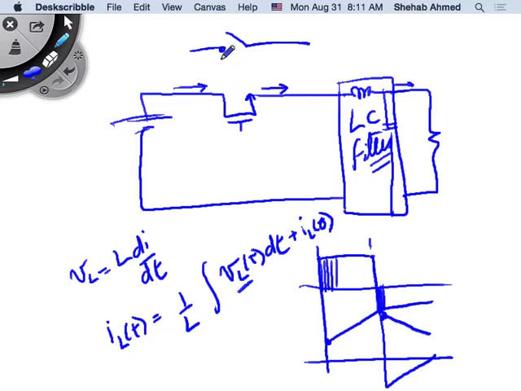So there is inductive current. We agree that current is flowing here, and it's continuous current because of the inductor, right? So what happens if I try to interrupt continuous current flowing through an inductor?